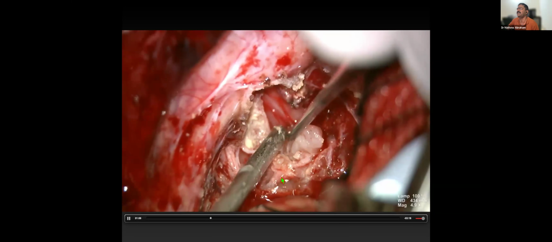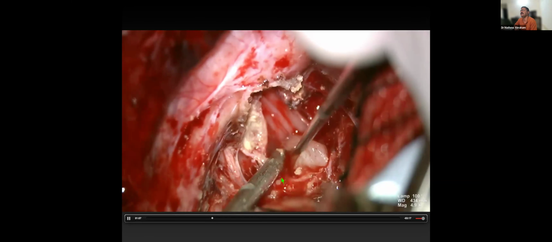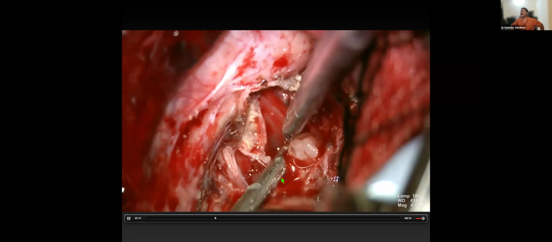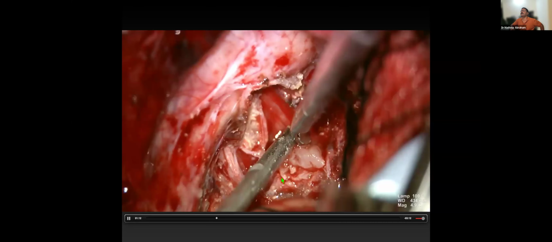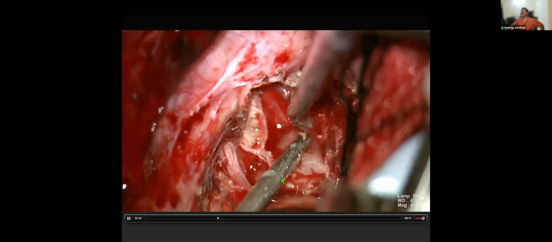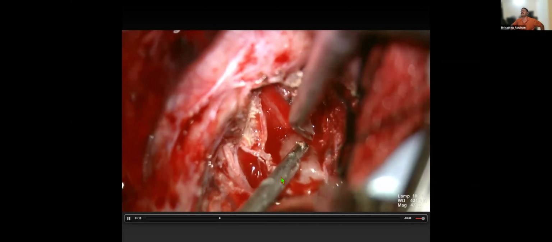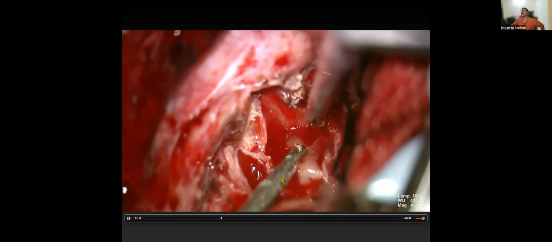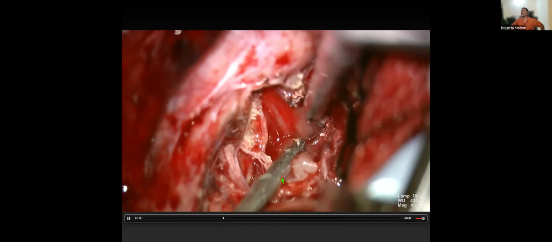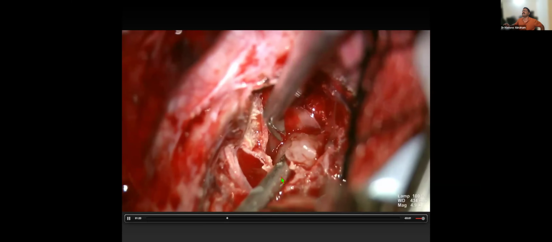I found statistically that in approximately 15% of IAMs, it is very difficult to reach the apex and separate the tumor from the apex of the IAM. In which case, you may have to leave a small bit at the tip.